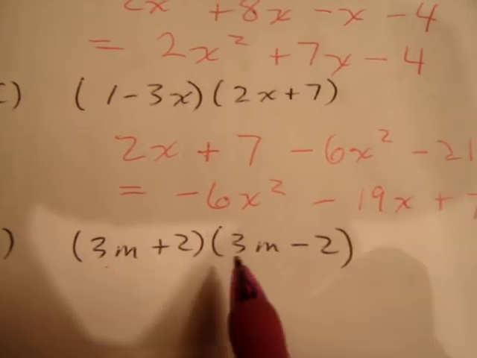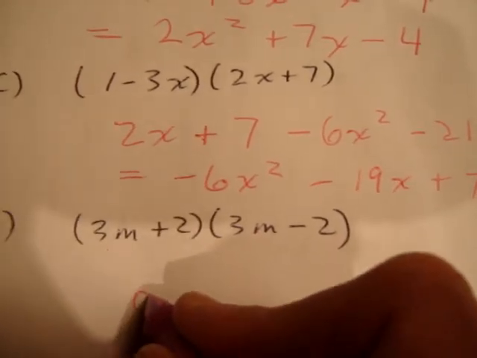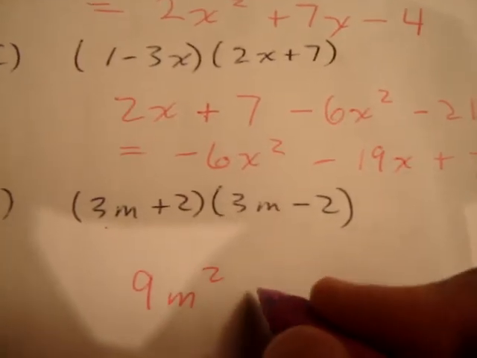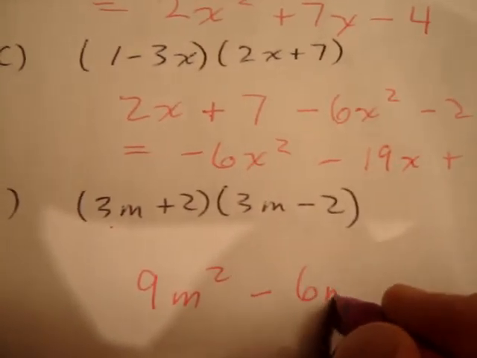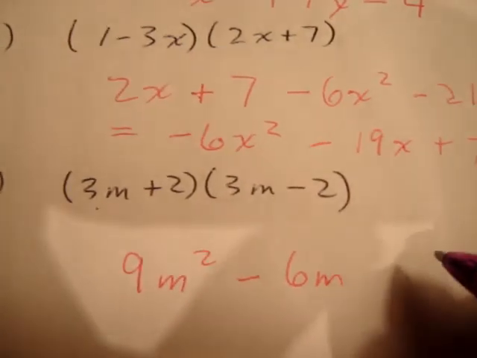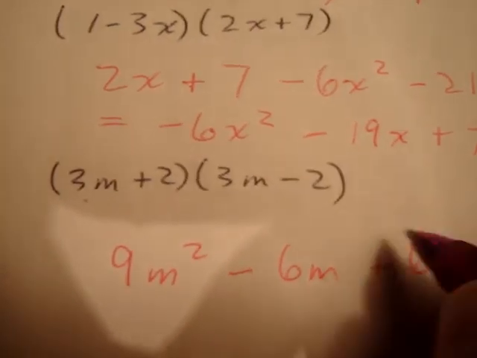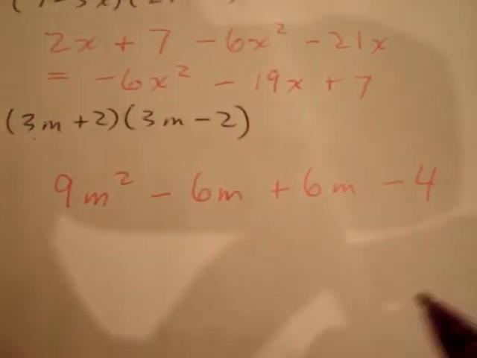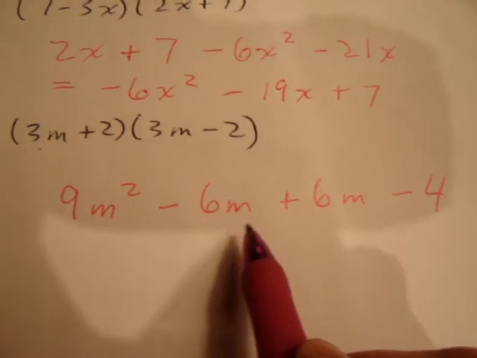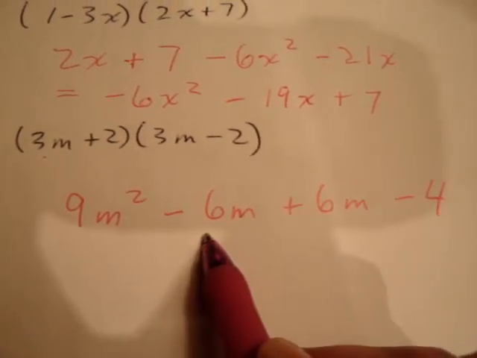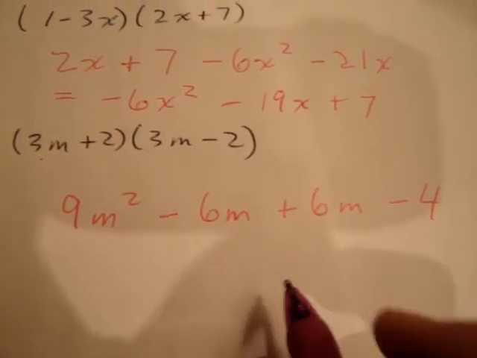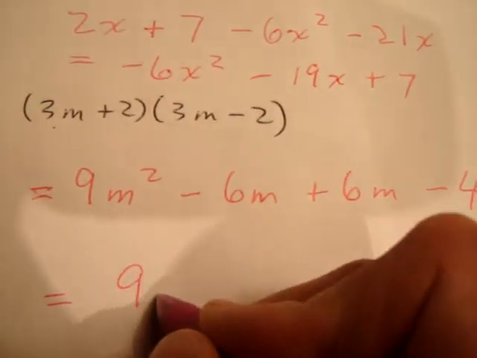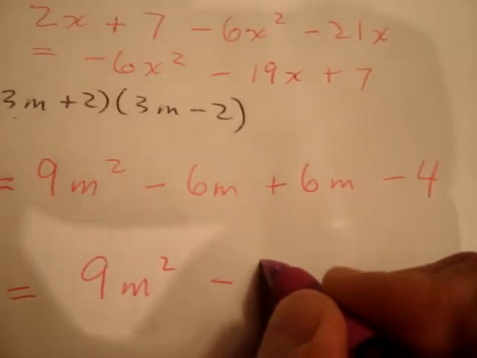We have 3m times 3m. Well, that's 9m squared. We have positive 3m times negative 2, and that's minus 6m. Positive 2 times 3m is plus 6m, and positive 2 times negative 2 becomes negative 4. Notice what happens here. The middle terms cancel each other out. Minus 6m plus 6m, they cancel each other out, and we have 9m squared minus 4.